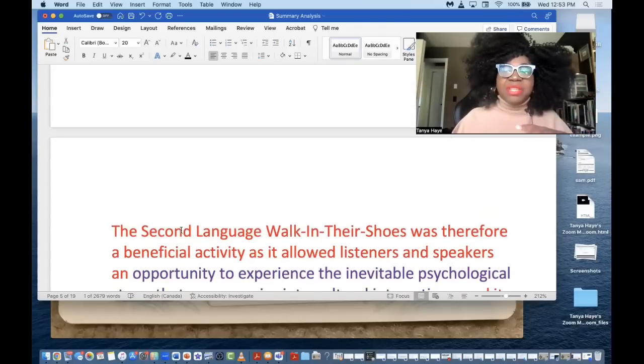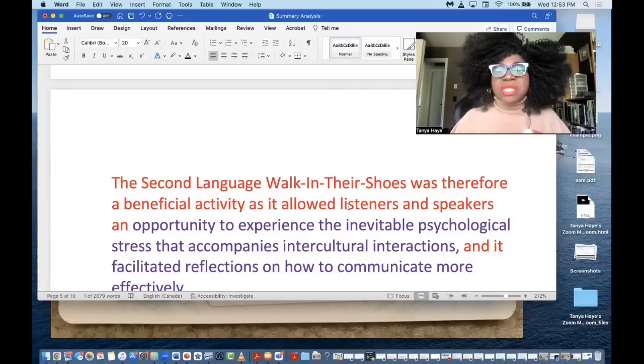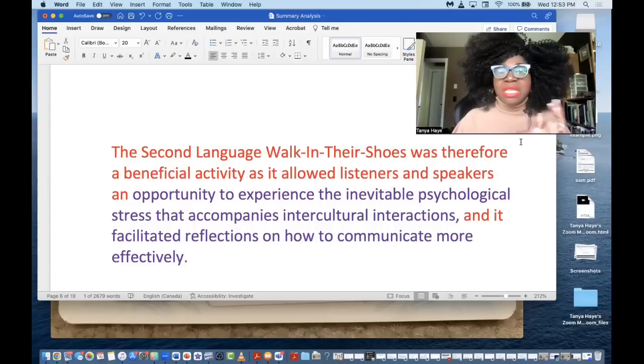So then I continue on. And at the end of it, I give my thesis statement, which is: the second language walk in their shoes was therefore a beneficial activity as it allowed listeners and speakers an opportunity to experience the inevitable psychological stress that accompanies intercultural interactions, and it facilitated reflections on how to communicate more effectively.